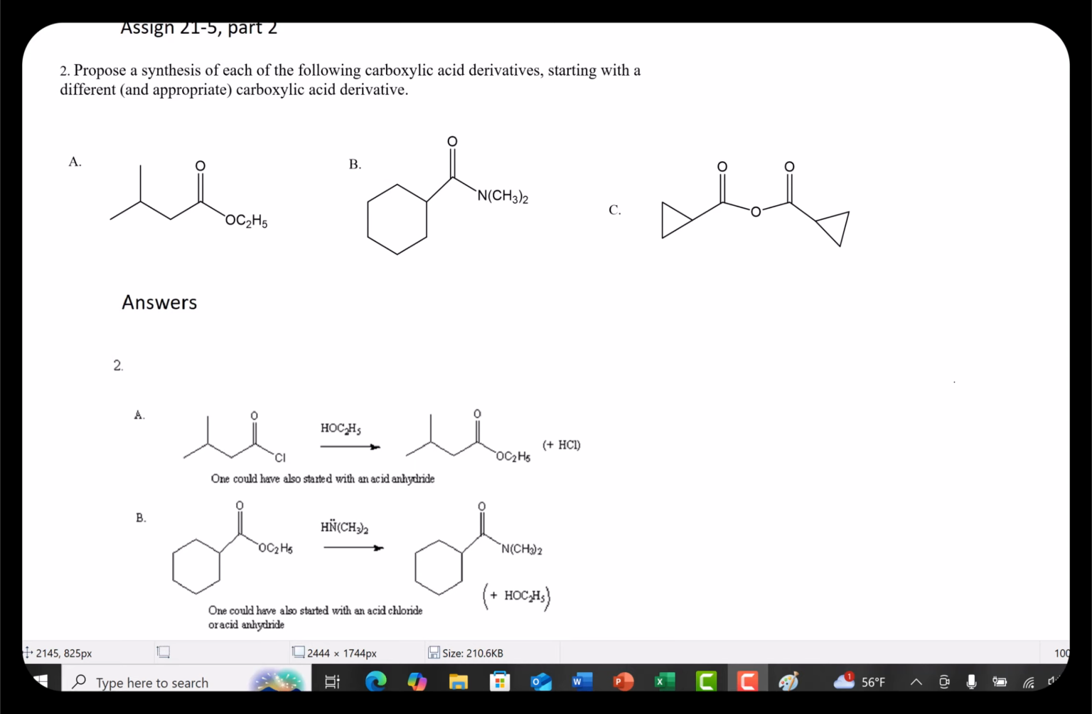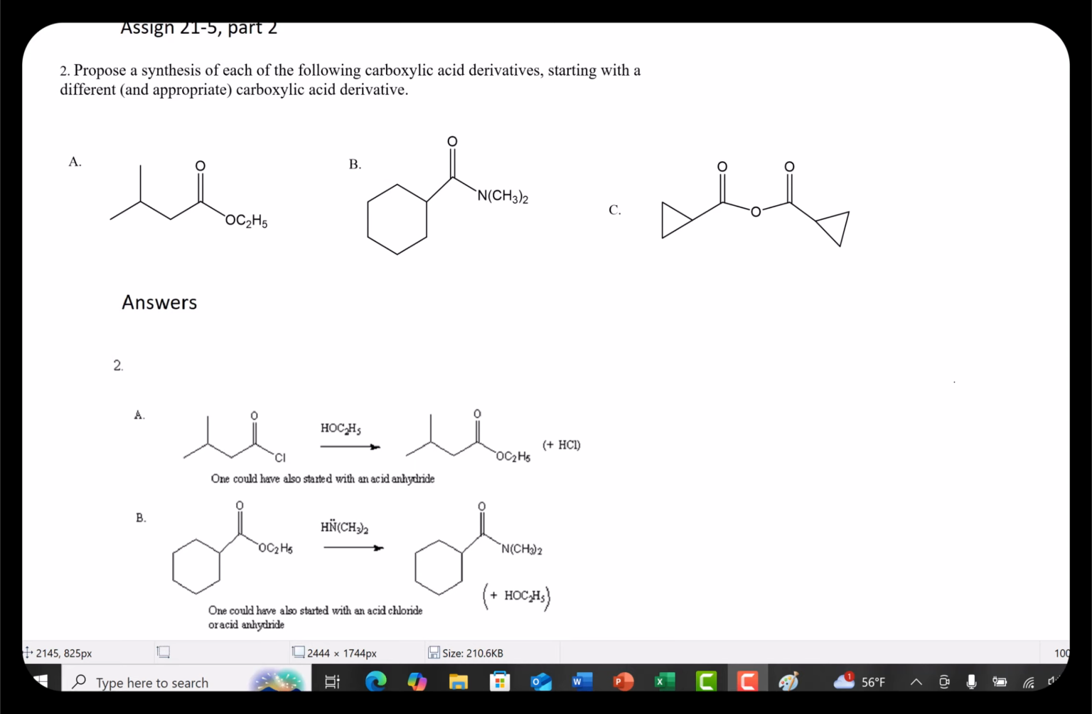Now, think about this continuing theme in chapter 21. You could start with a carboxylic acid, and then you could carry out a reaction that converts it to a carboxylic acid derivative. You could take that derivative and convert it to a different derivative. You could take either of those derivatives and convert it back to the carboxylic acid. So there's a kind of interconnectedness in that respect. To make a carboxylic acid derivative, there's two ways. Start with a carboxylic acid, or start with a different carboxylic acid derivative.